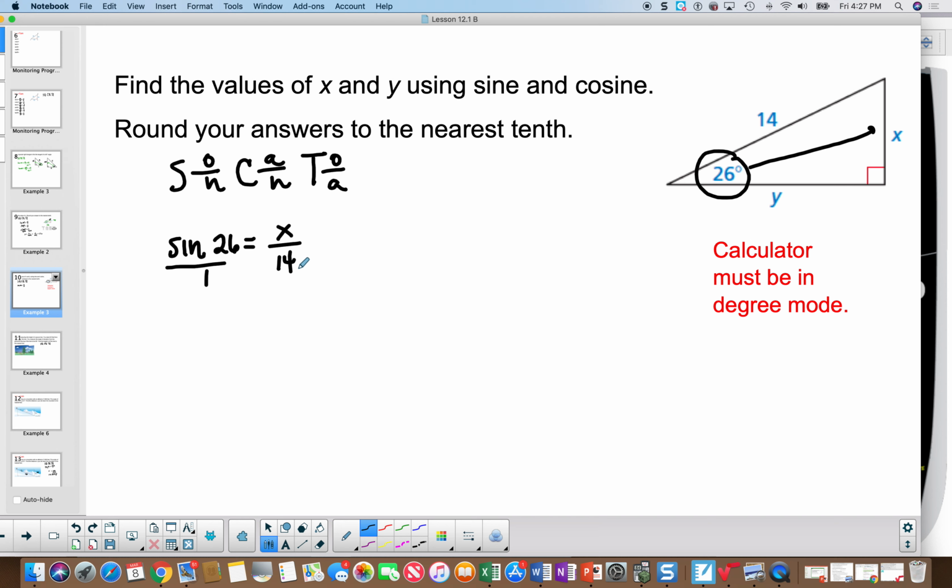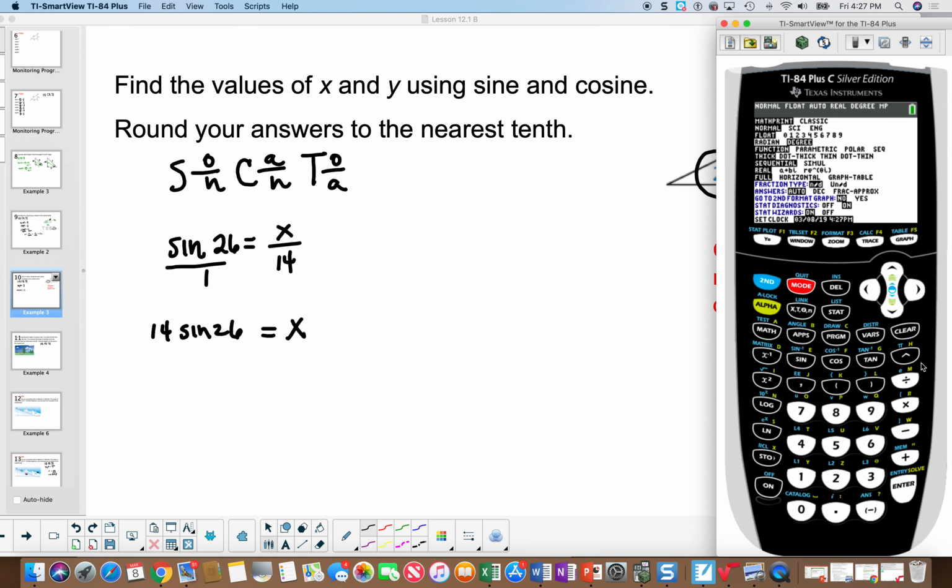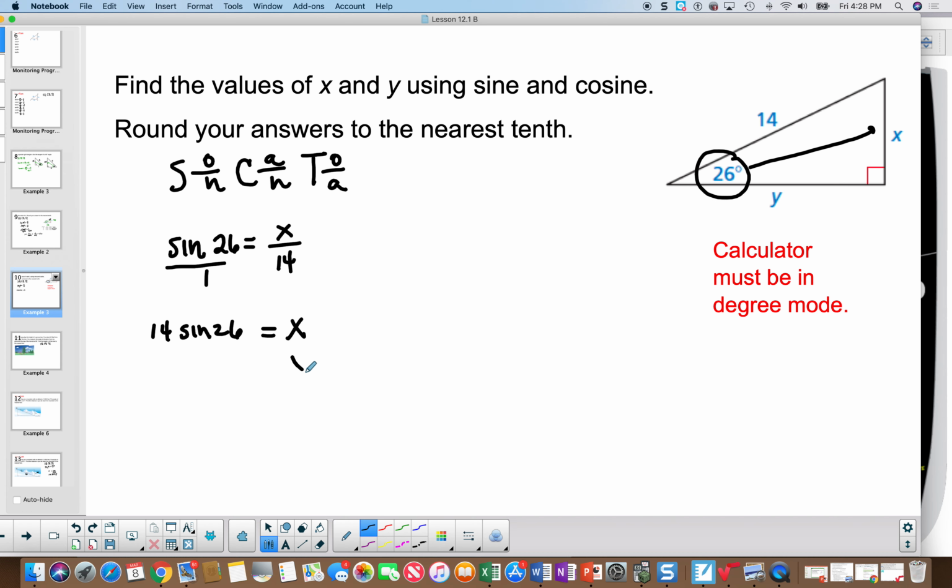I'm just going to put this over 1, and then I'm going to cross multiply, and this cross multiply is going to look like this. Now I'm going to use my calculator, and it says calculator must be in degree mode. So when you go into mode, make sure it's in degree right here. Now I'm going to do second quit, and then I'm just going to type here 14, and then type in sine, and I know it's in degrees, and then I press enter, and the answer to the nearest tenth is 6.1. So x is approximately 6.1.